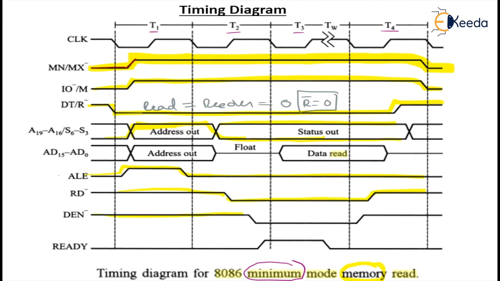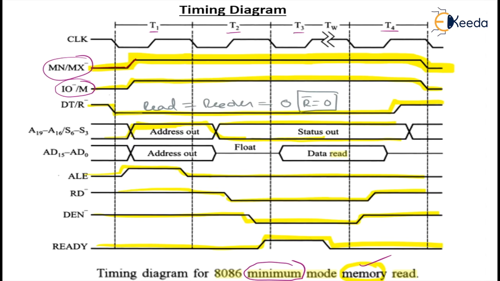Then we have to put data enable to 0. Data enable 0 means we enable the data, then we transmit the data. After that, we have to send the ready signal. What you have to understand: first, MN by MX bar is put high, whether we are performing memory operation or IO operation. Memory operation, so that's why we put high. For data transmit or receive, read means receiving, so you put 0.